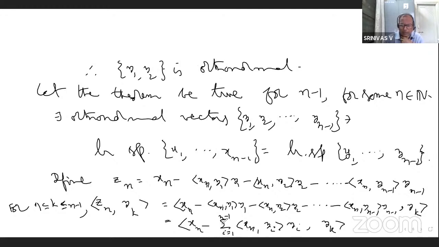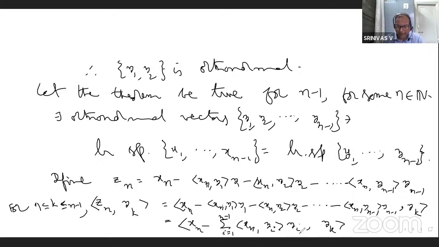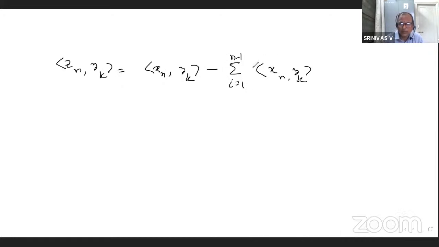Right, this comes out as sigma i equal to 1 to n minus 1. And you have to take yi comma yk. This can be taken out, okay? Because it is linear in the first coordinate, so the sigmas can be taken out, right? So yi comma yk comes, yi comma yk.